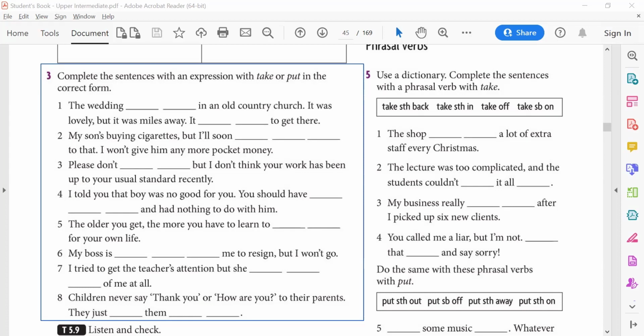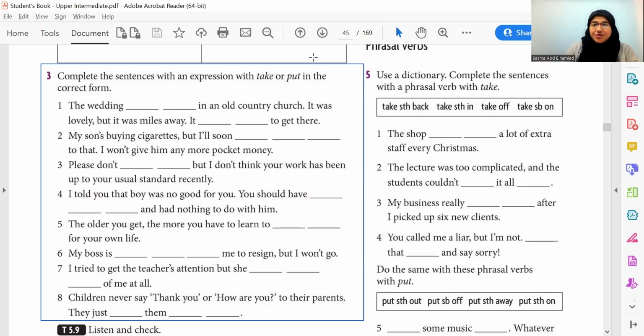5. The older you get, the more you have to learn to take responsibility for your own life. 6. My boss is putting pressure on me to resign, but I won't go. 7. I tried to get the teacher's attention, but she took no notice of me at all. 8. Children never say thank you or how are you to their parents. They just take them for granted.